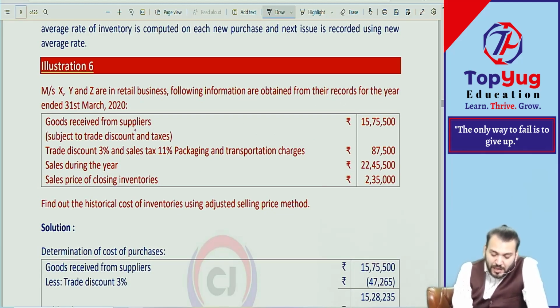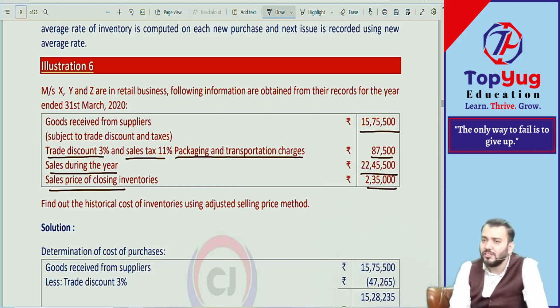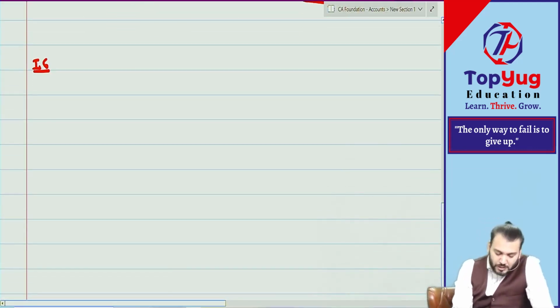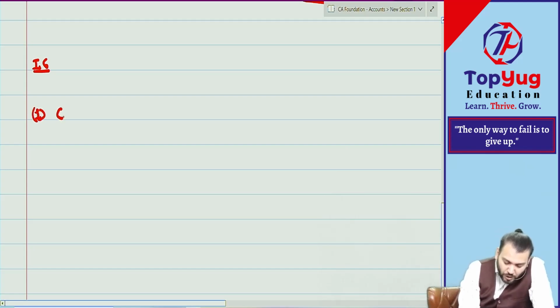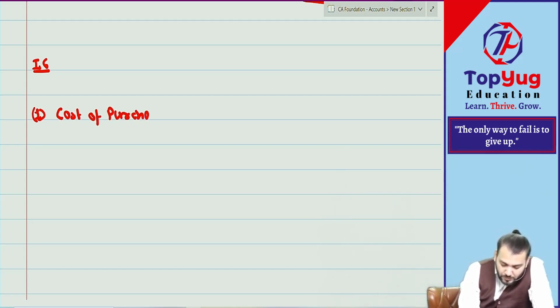Goods received from suppliers subject to trade discount and taxes. So can you say this becomes the invoice price? Then trade discount 3%, sales tax 11%, packaging and transportation charges 87,500. Sales during the year and sales price are given. It is a similar question. Only in this question first we need to calculate cost of purchase, then it becomes the same. So first we'll calculate cost of purchase. What is the invoice price?